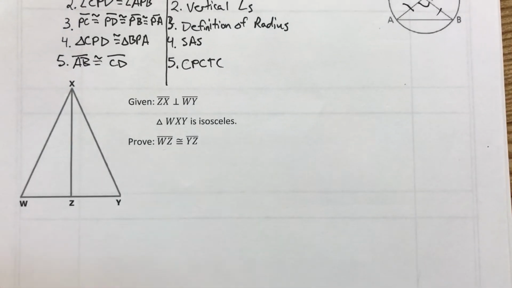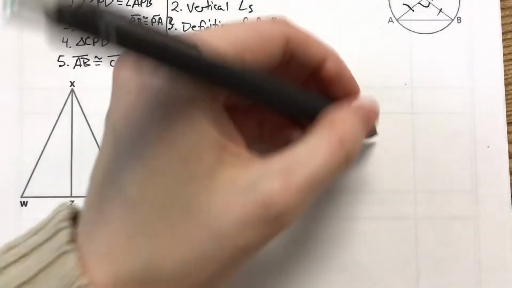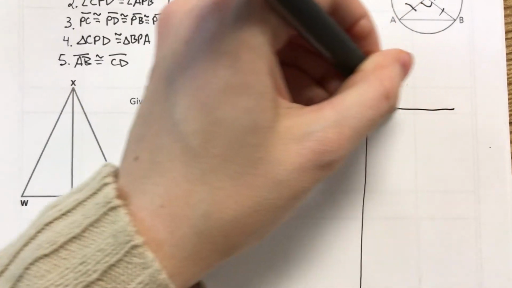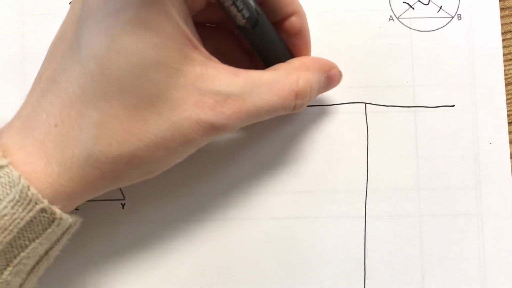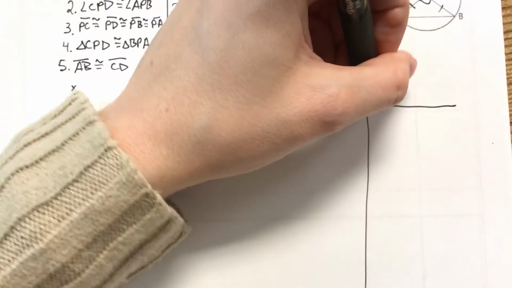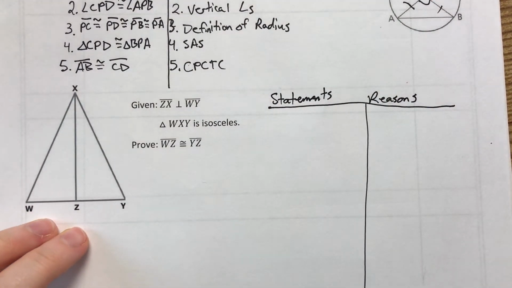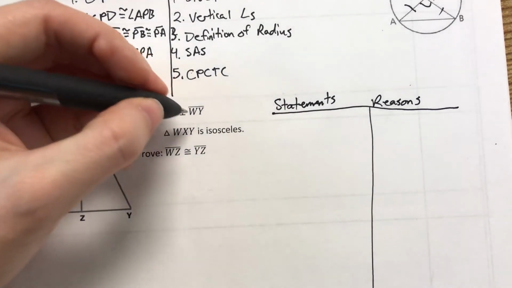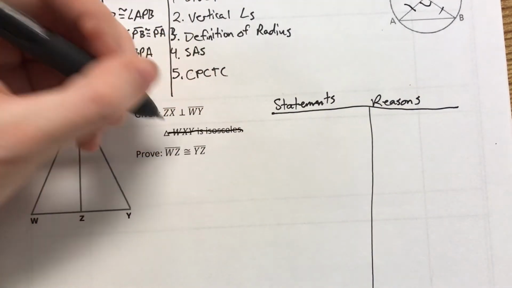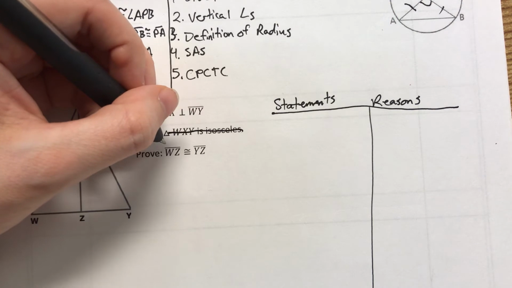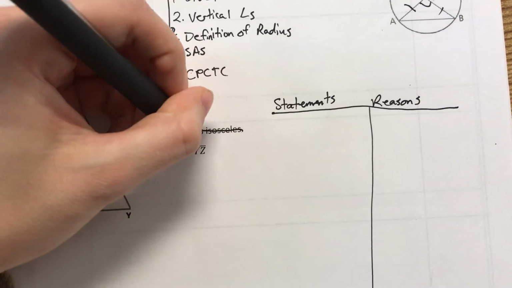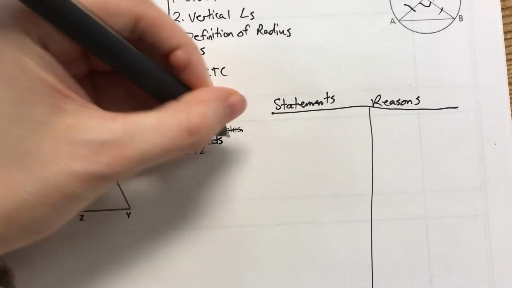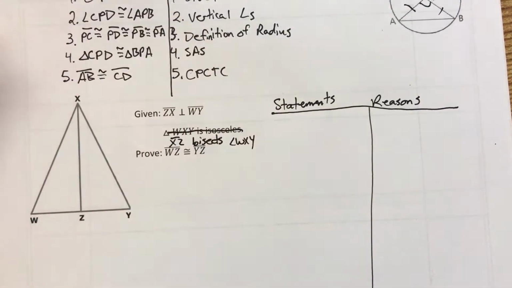One more proof for us to do together here. This is going to be a long one, so make sure you give yourself a nice long line here. So we've got our statements, and we've got our reasons. And we're going to go ahead and look through everything that we see. We are given two pieces of information. This is not one of them. This is the wrong one. It should say something else. It should say that XZ bisects angle WXY. We'll fix that for you.